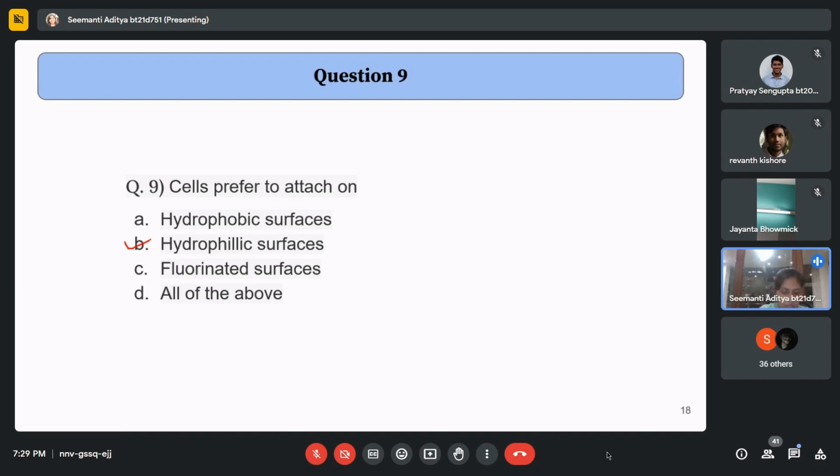We generally know that water has the property of cohesion and adhesion. So if the surfaces are hydrophilic, or water loving, they are going to promote adhesion and cell surface attachment. If the surfaces are hydrophobic, there is going to be a lot of repulsion to water, so it's not going to support cell attachment. So the correct answer is option number B.